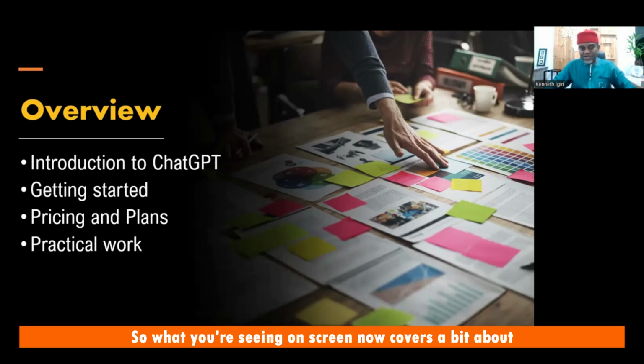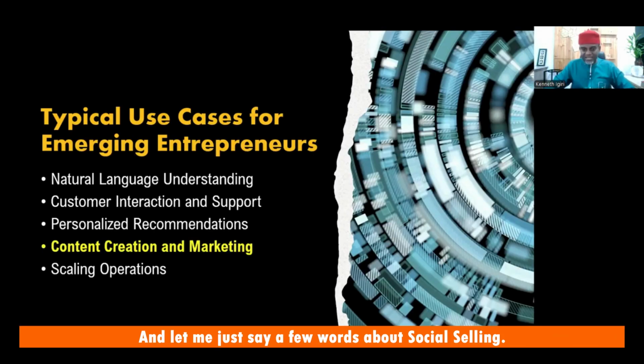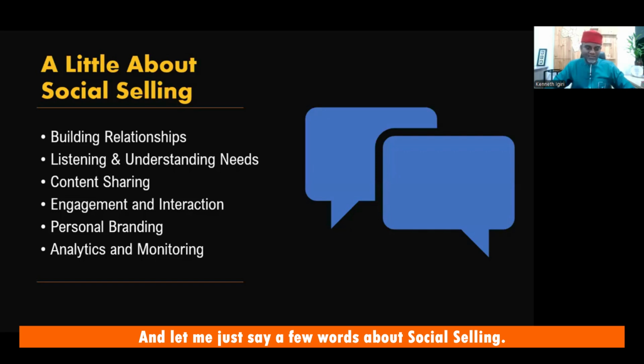What you're seeing on screen now covers what we're going to do today. I've just done a bit of introduction, and talked about what GPT means: generative pre-trained transformers. Let me say a few words about social selling. It's all about at least 6 key things, which we've probably talked about before when we discussed social networks. It's about building relationships, listening and understanding the needs of others, sharing content, engagement and interaction, personal branding, analytics and monitoring. You can think of them as 6 pillars of social selling.